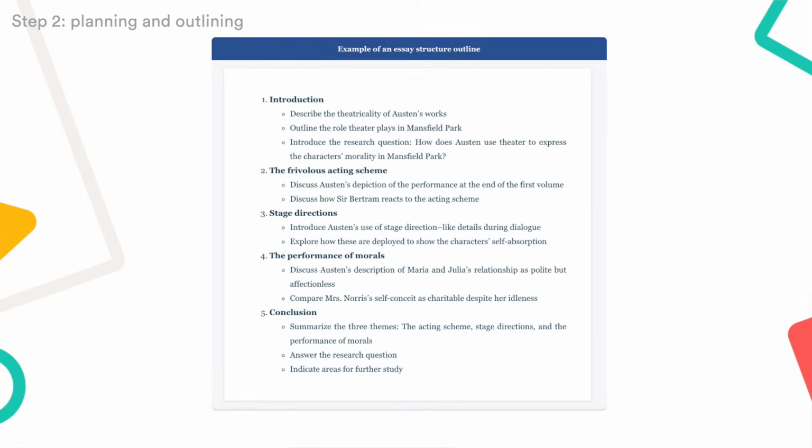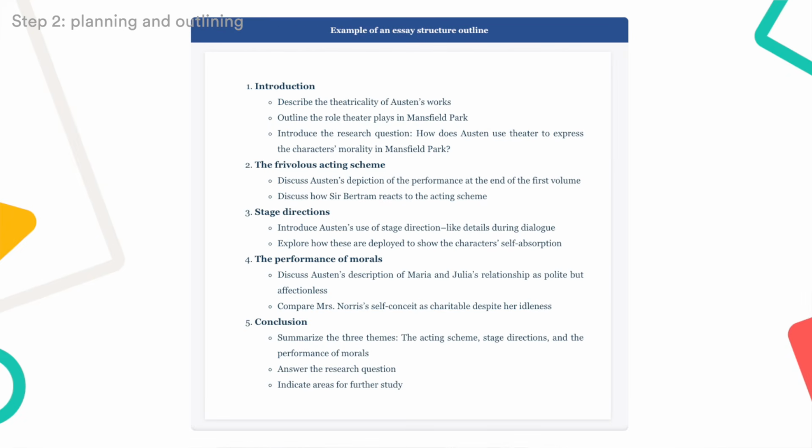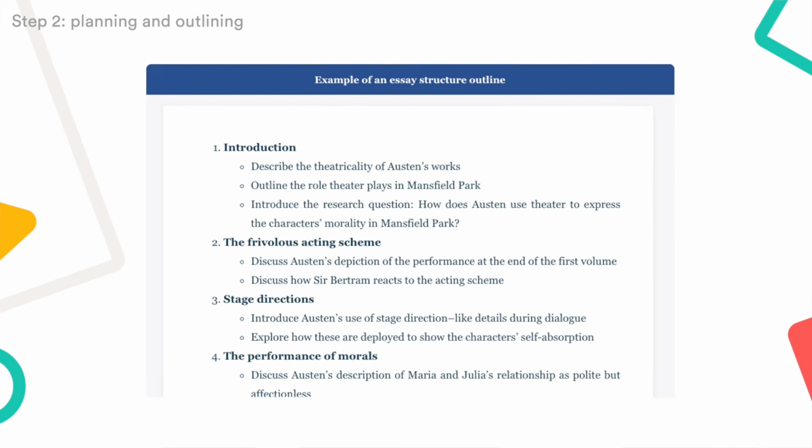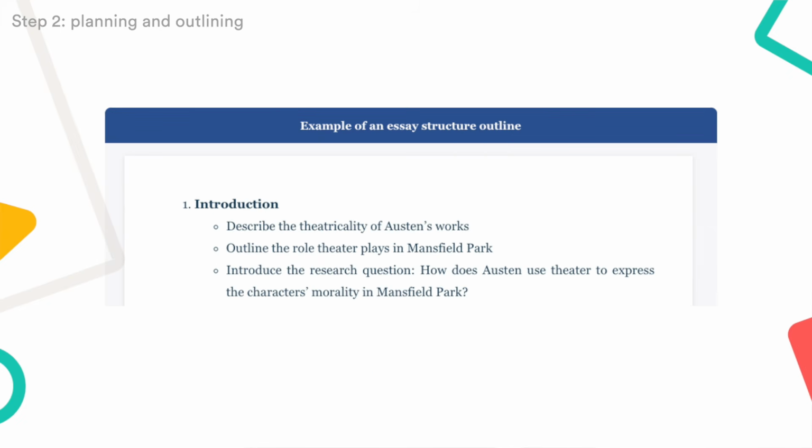Step 2. Planning and outlining. It's important to use a logical structure to convey information effectively. Creating an outline is a useful way to plan out your structure before you start writing. This should help you work out the main ideas you want to focus on and how you organize them. For example, in the introduction of a literary analysis essay, you plan on first describing the theatricality of Austen's work, then outlining the role theater plays in Mansfield Park and introducing the research question. Use bullet points or numbering to make your structure clear at a glance.